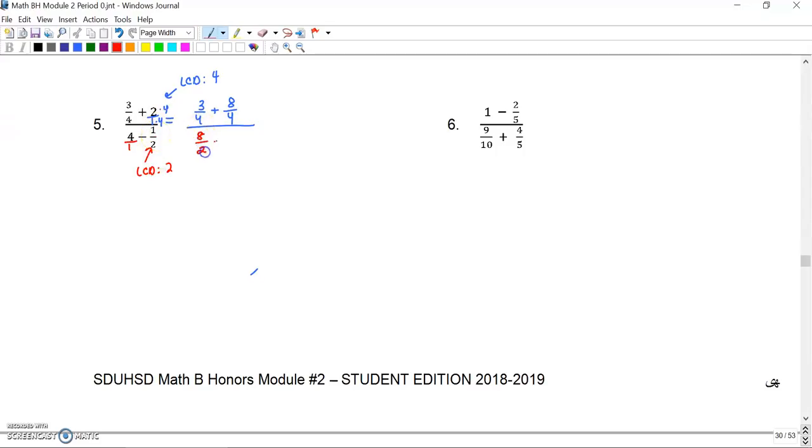This is 8/2 minus 1/2. Unlike the last problem, we now have addition and subtraction. 11/4 over 7/2. And my final answer is 11/14.